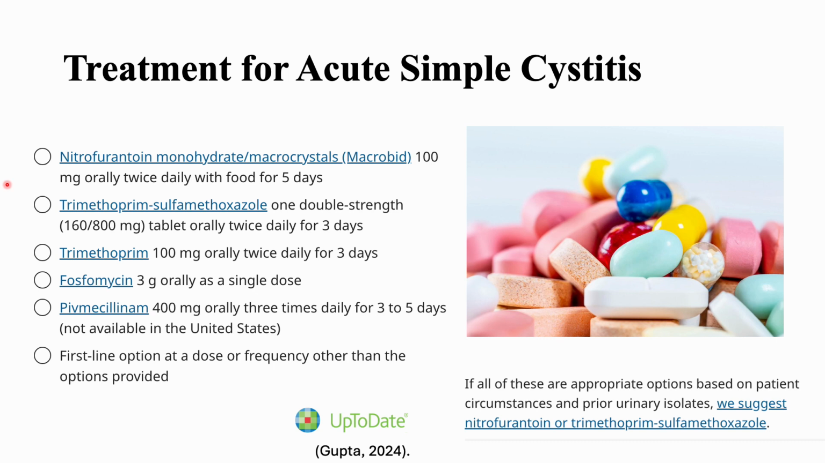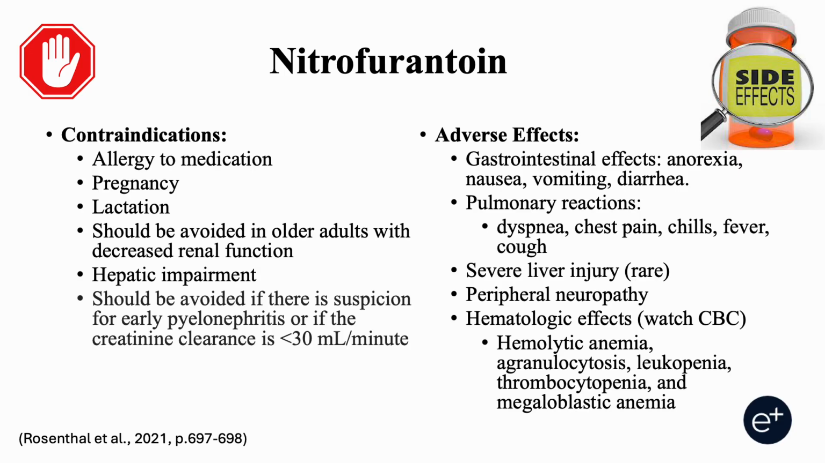Or alternatively, we can take this one, which is known as Bactrim, one double strength 160/800 milligram tablet orally twice daily for 3 days. UpToDate says that if all of these are appropriate options based on patient circumstance and prior urinary isolates, we suggest the Macrobid or the Bactrim as the medication for treatment. So for this specific patient, let's say we chose the Macrobid.